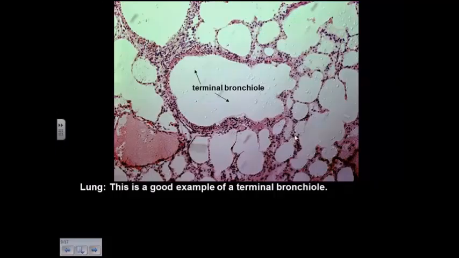Nice. I think this is healthy. Yeah, this is healthy lung. Here's a terminal bronchiole. And it kind of got sliced on an angle. So it's turning into a respiratory bronchiole on this side.